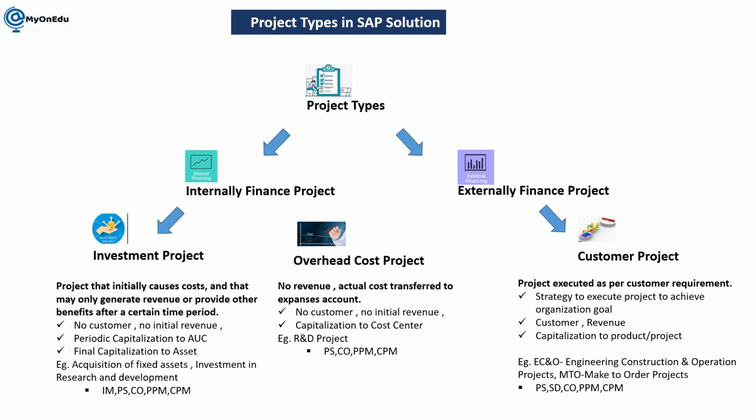Like some contractor who executes projects for their customers, such as road construction or building construction, or make-to-order scenarios. That is also one case here. So when we are going for different types of project implementation, we need to choose different modules as per the nature of the work. If it is internally financed, we need to choose IM, PS, PPM, CPM. When we are going for a customer project, we need to go with PS, PPM, CPM. So as per the scenarios, we are changing the modules.